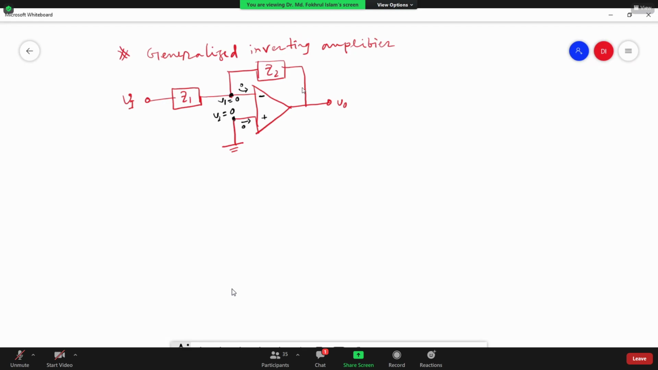So we know this is an inverting amplifier. Since the input is connected to the inverting terminal, we know that this circuit is an inverting amplifier. Is it clear?